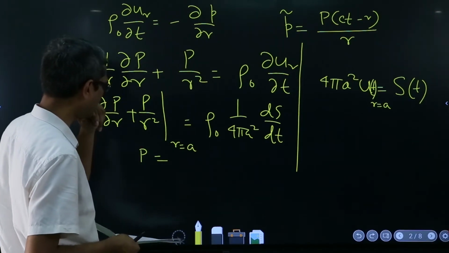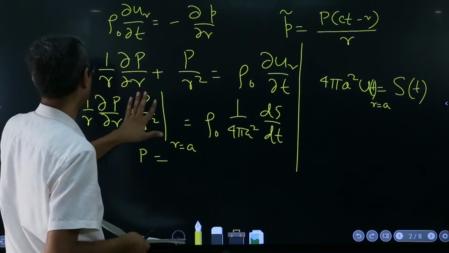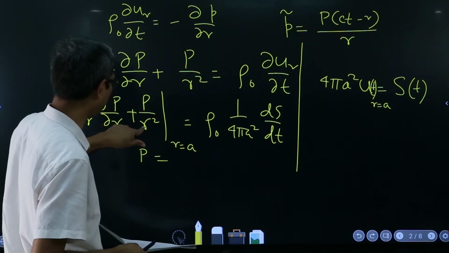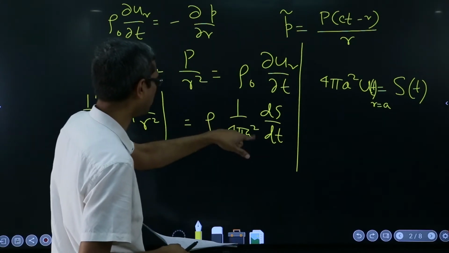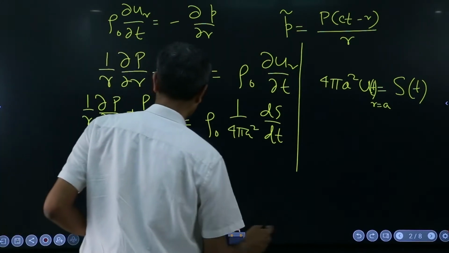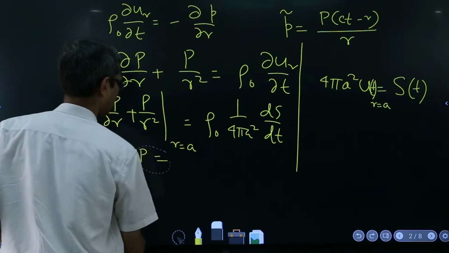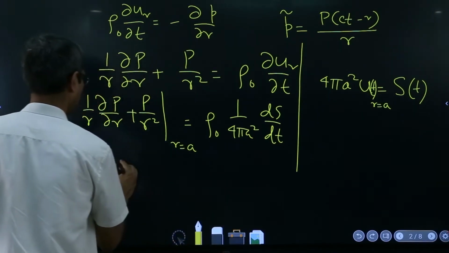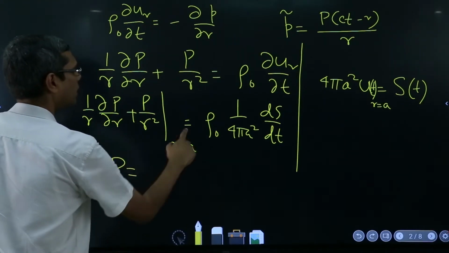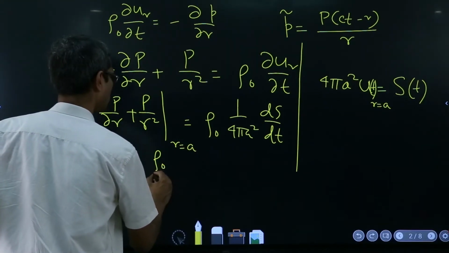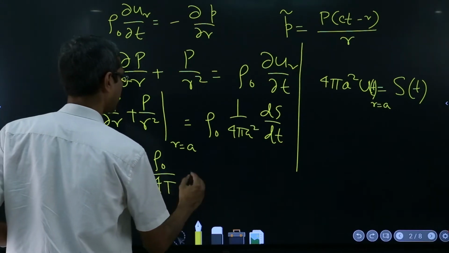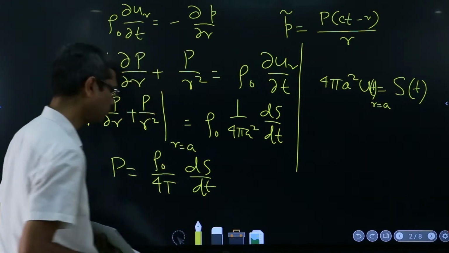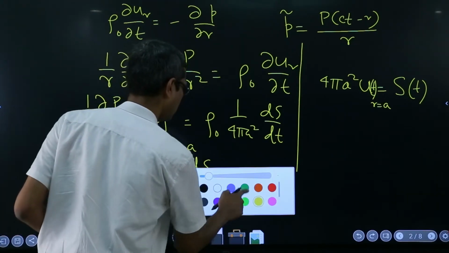So, what I was saying? Yeah. So, this term is the dominant term. So, this is not there anymore and you are evaluating r at a. So, this r square a square gets cancelled. So, you are basically writing something like P is equal to rho naught over 4 pi ds over dt, right.